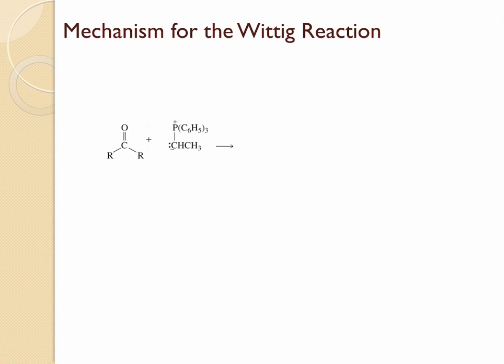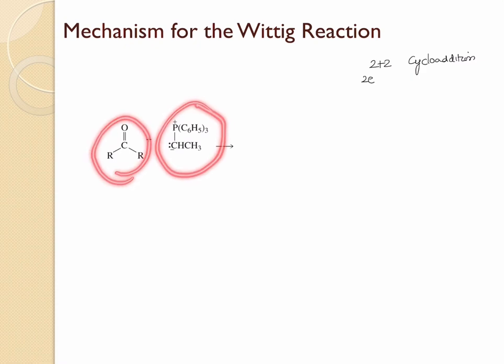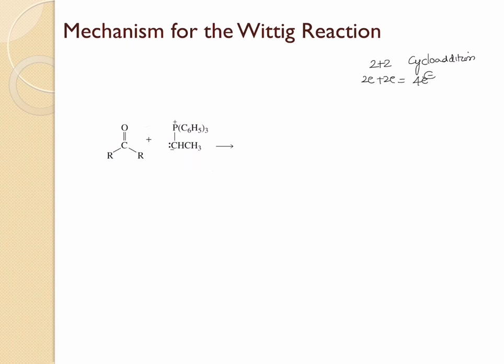Let's take a look into the mechanism for the Wittig reaction. The Wittig reaction is an example of a 2+2 cycloaddition reaction, which means there are going to be 2 electrons involved in both of these reactants. So 2 electrons from the carbonyl compound and 2 electrons from the ylide. 2 plus 2 equals 4 electrons. That's going to participate in the cyclic transition state. The mechanism is super simple.